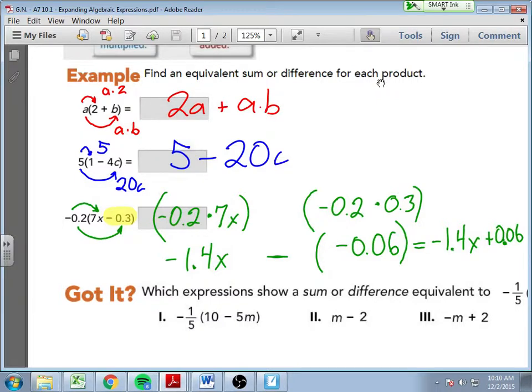Anyone confused on how we got there? Because we took this as a positive 3/10, so essentially we broke that up. We said this is positive 3/10 and there's the minus that was between them. Question, Shiv?